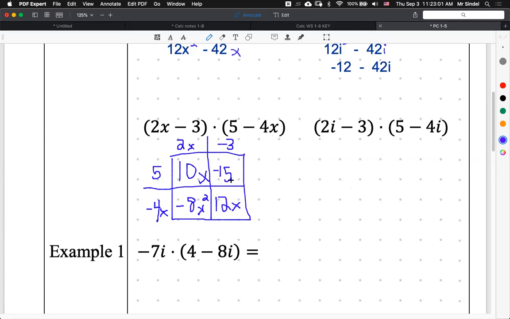Whenever we have our general rectangle, this tool here, we write out our final answer by combining the like terms. Notice that the like terms in this case are the diagonals going top left, bottom right. They both have an x to the power of 1. Again, to be a like term, it's the same variable and same power. So let's write it all out. The answer here is negative 8x squared, and then 10x plus 12x is 22x, so plus 22x, and minus 15.